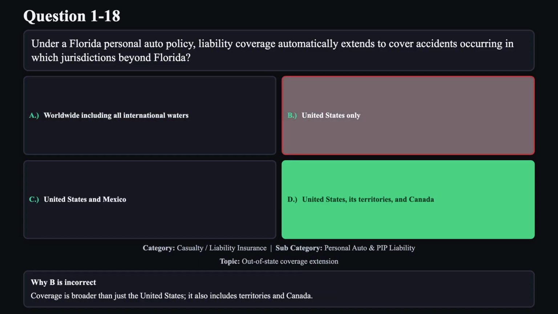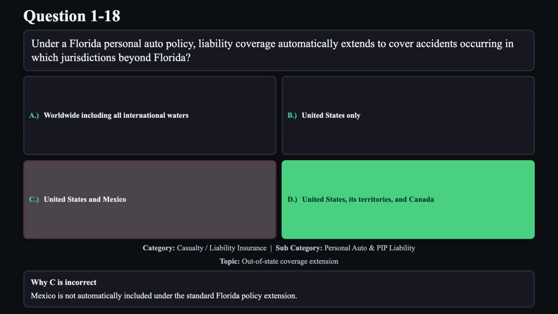Reason B is not correct. Coverage is broader than just the United States. It also includes territories and Canada. Reason C is not correct. Mexico is not automatically included under the standard Florida policy extension.